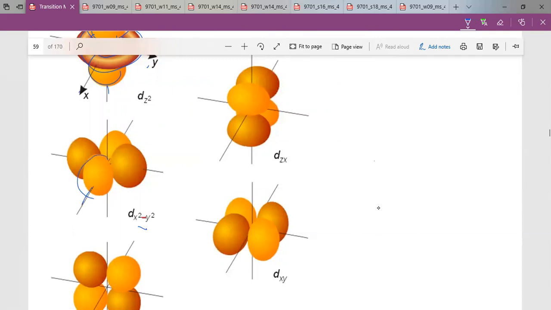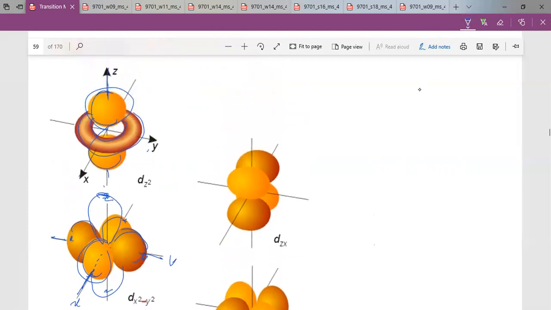The loops are pointing along the axes, so dz2 and dx2-y2 point along all the axes of the octahedral complex. Then dxz, remember the z here and your x here, is sort of in between the two axes.